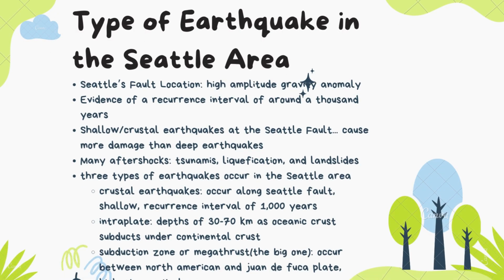A high-amplitude gravity anomaly is a fundamental characteristic of Seattle's fault location. This anomaly means there are structures under the Earth's surface at the Seattle Fault that are of abnormal density, which is found through various geophysical studies and necessary in understanding the type of earthquake produced by the fault and what implications it will have.